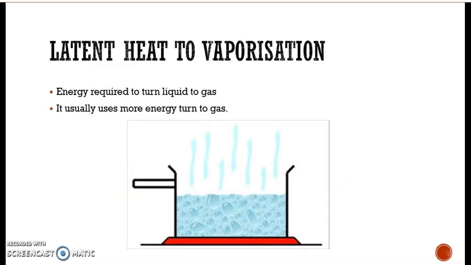Latent heat of vaporization. Energy is required to turn liquid to gas. It usually uses more energy to turn to gas. So I have like 50 seconds left of recording, and I'll use that to explain vaporization. Vaporization is basically just turning water into gas, or any sort of liquid into gas. In the book, it uses 2,300,000 joules to turn 1 kg of water into 1 kg of water vapor. It uses more energy because gases have barely any attraction. You know what? I'm just gonna end it there.